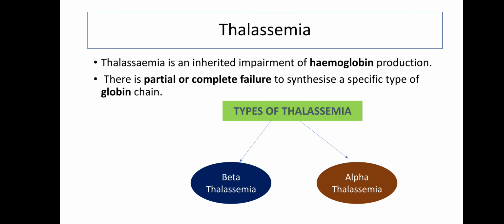Thalassemia is an inherited impairment of hemoglobin production. As you know, there are alpha and beta chains for the hemoglobin, and depending on which chain is affected, there is either alpha thalassemia or beta thalassemia. There is a partial or complete failure to synthesize a specific type of globin chain.